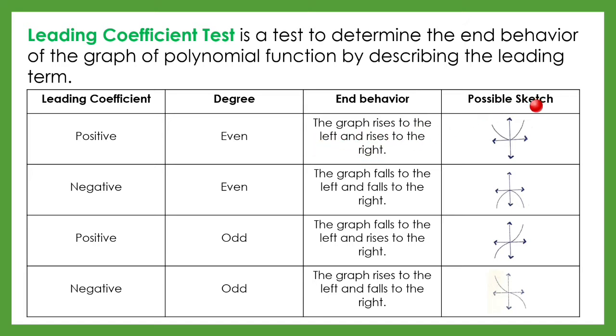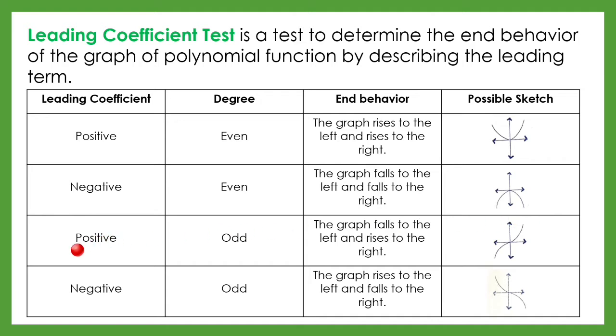Ang possible sketch nito, so since graph rises to the left, so nagra-rise siya dito sa left and then rises also to the right. Ang second case natin is if the leading coefficient is negative and the degree is even, the end behavior of the graph is the graph falls to the left and falls to the right. Ang possible sketch natin ay falls to the left and falls to the right.